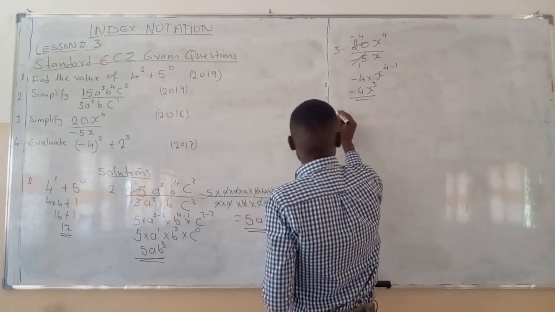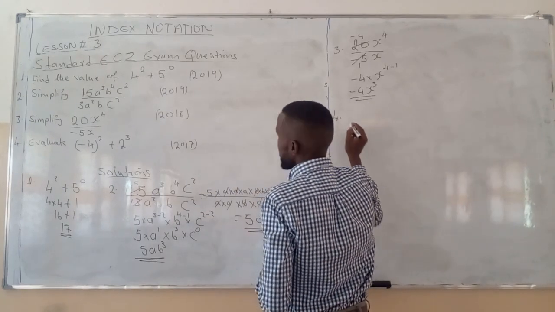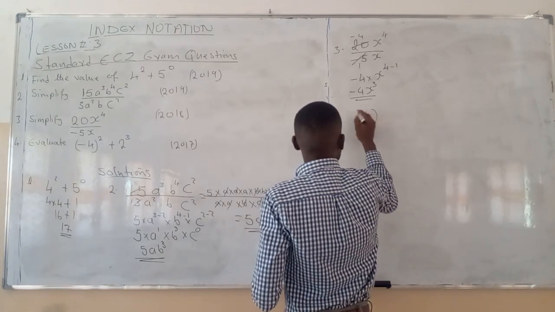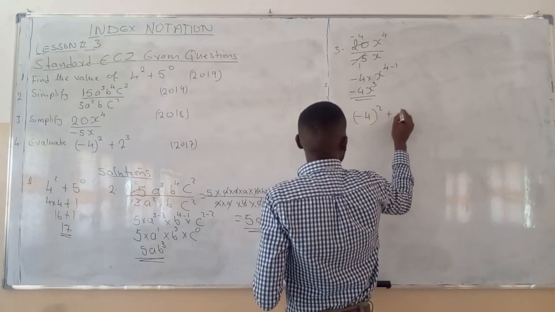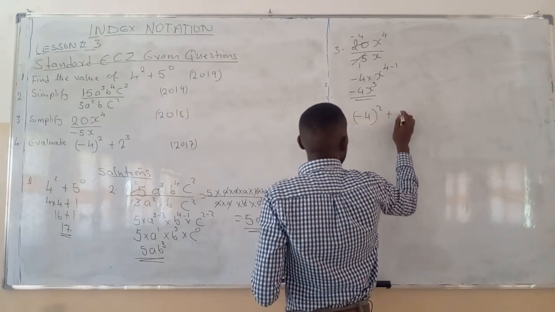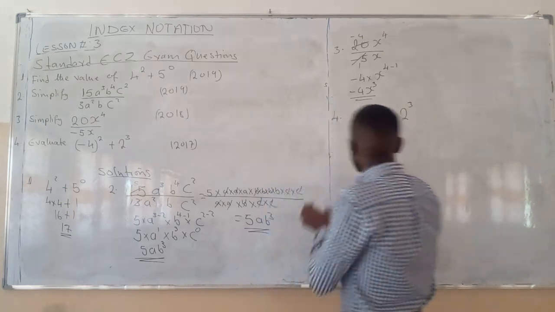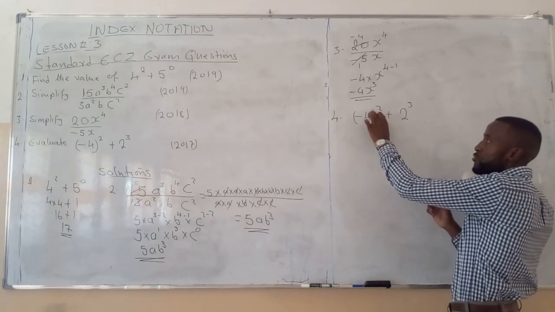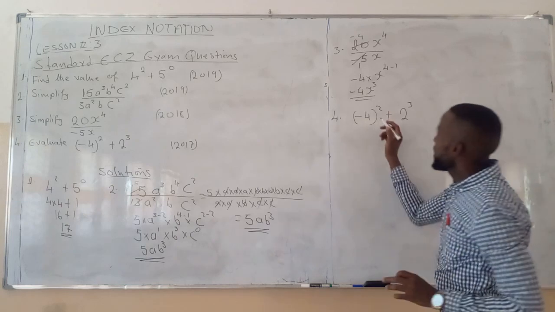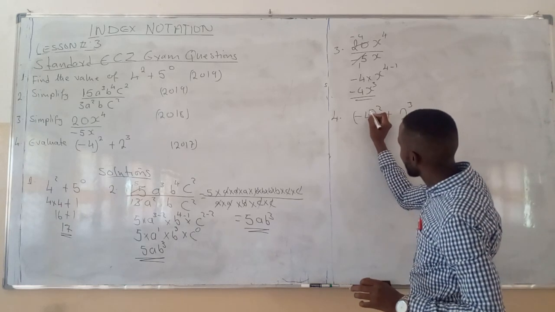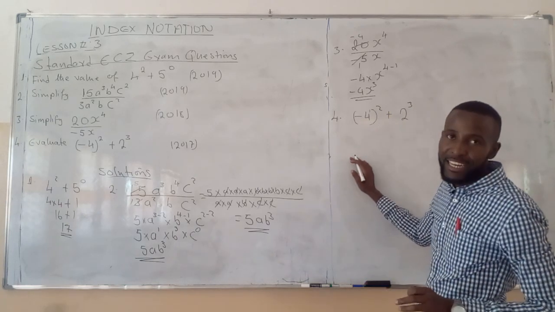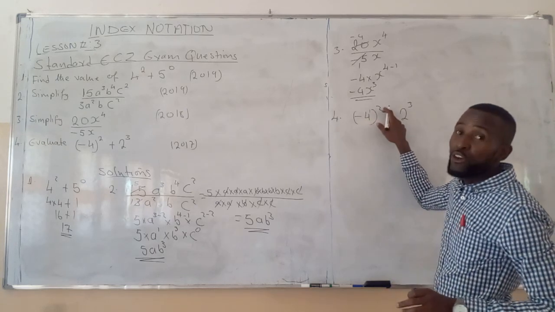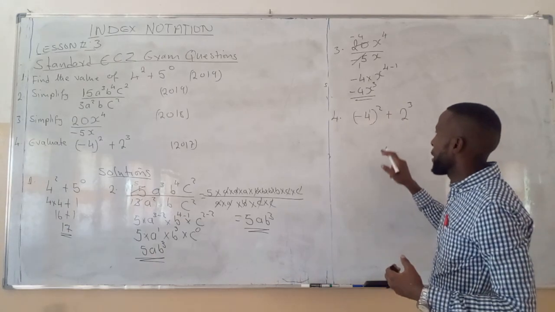Then question number 4. We have to evaluate negative 4 to the power 2, plus 2 to the power 3. Remember, this is the power index. Any number that is not raised to any power is always automatically raised to power 1. So here we just have to know that there is an invisible 1 there. So this is the power rule, where we have to multiply 1 times 2 to get my final answer.